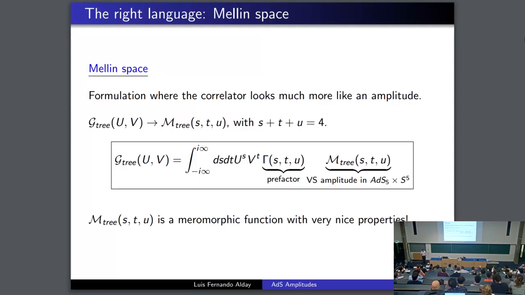Now, the best formulation to do that is a formulation where the correlator looks much more like an amplitude. So far, I started talking about an amplitude in flat space, functions of 3 Mandelstam variables, and now we are talking about a correlator. They look quite different, but there is a formulation, which is Mellin space, where the two things actually look very much the same.